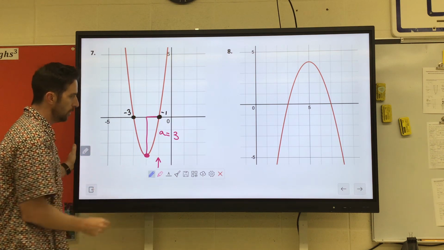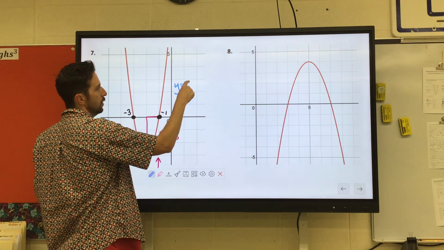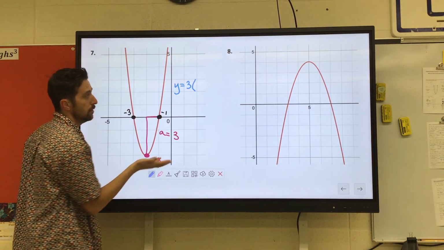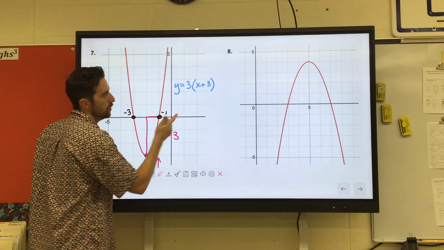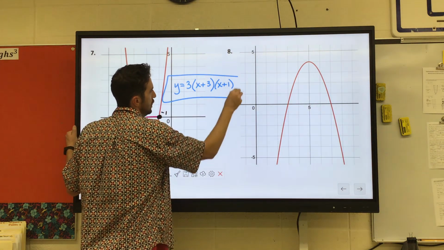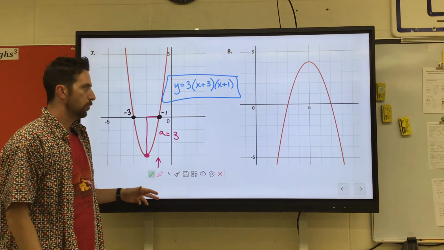I think we're ready to go. Y equals, our A is 3. Parentheses, we could do the -3 first, it doesn't matter. That's going to show up as x plus 3. The -1 is going to show up as x plus 1. Oh my goodness, we did it! Okay, last one.